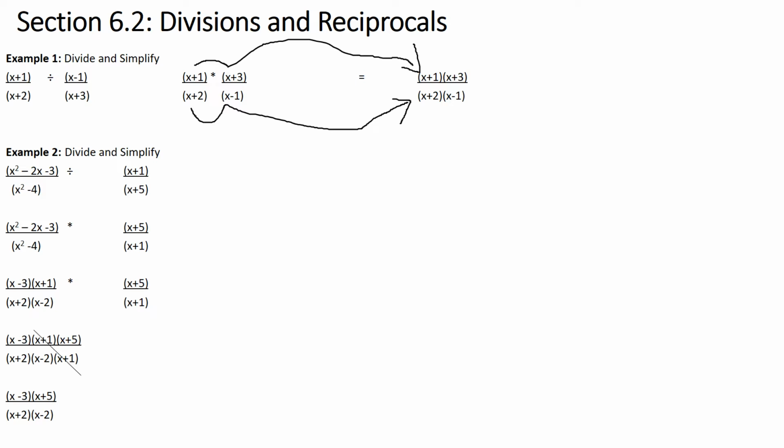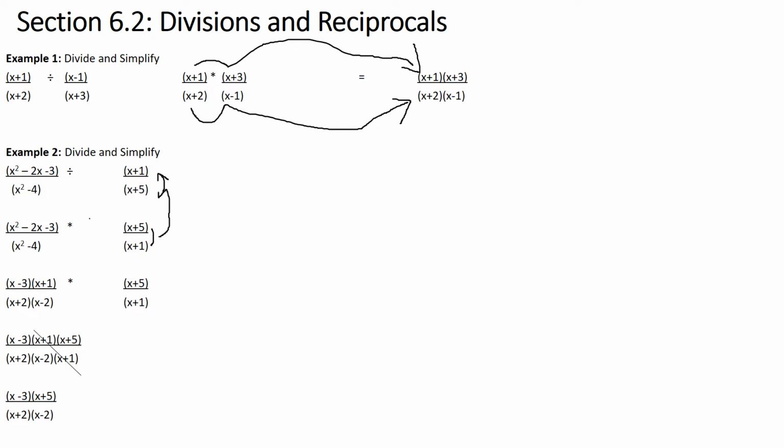Same thing here. X squared minus 2x minus 3 over x squared plus x minus 4 divided by x plus 1 over x plus 5. I've just flipped these two over here. So now it's x plus 5 over x plus 1 here.